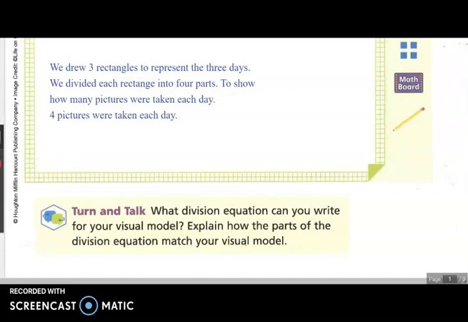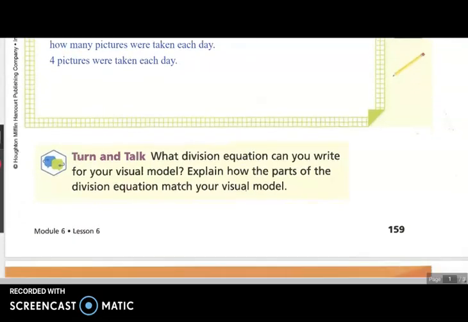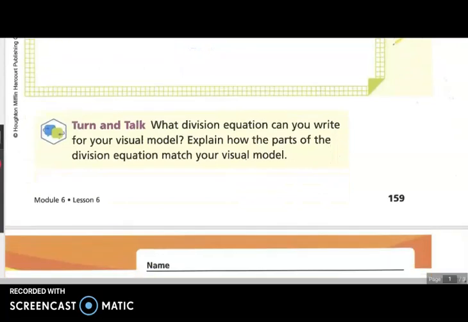Uh-oh. So it says in the turn and talk, what division equation can you write? What division equation can we write? What would it look like? Division. 12 divided by 3 equals 4. Okay, so for division, we can say 12 divided by 3 equals 4.